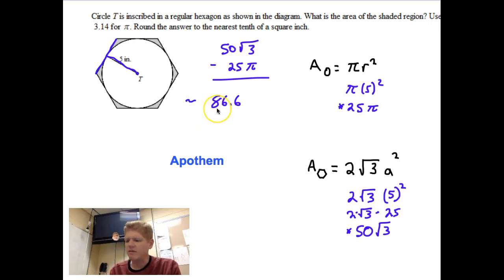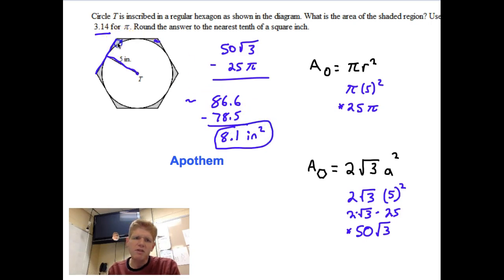That's approximately that value. And then we're told to use 3.14 for our value of pi, so when we multiply 25 times 3.14, we're going to get 78.5. And then we're asked to subtract those because we want to find the area of the outside. That gives you 8.1. 8.1 inches squared is the area of this shaded region all the way around there. And we're done.